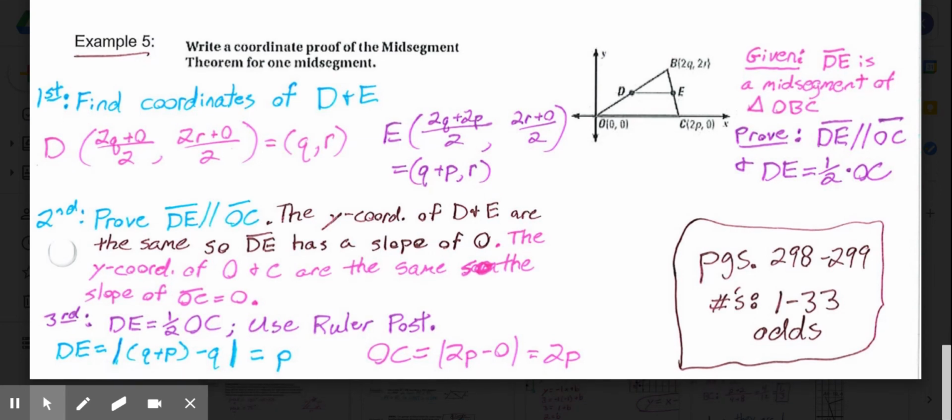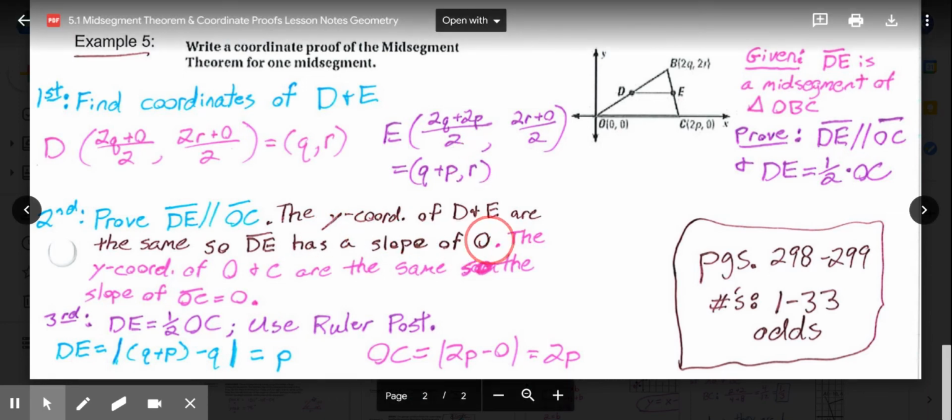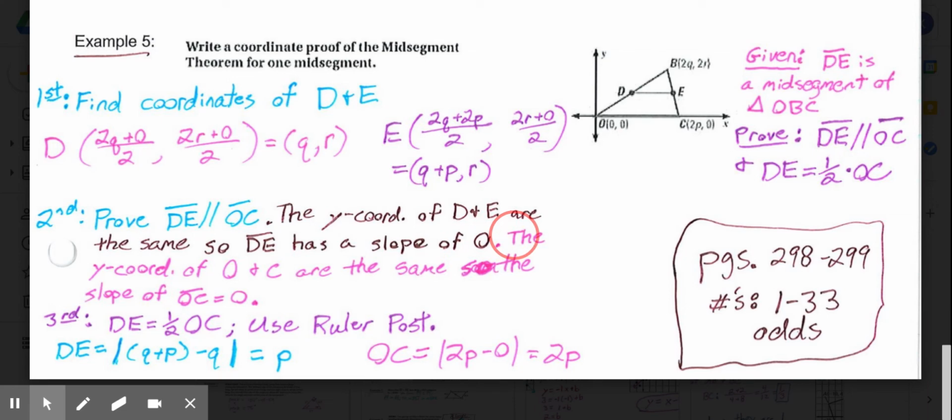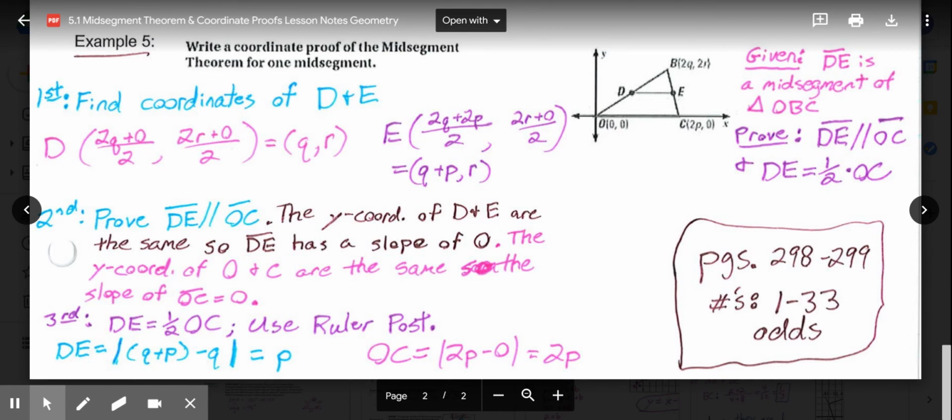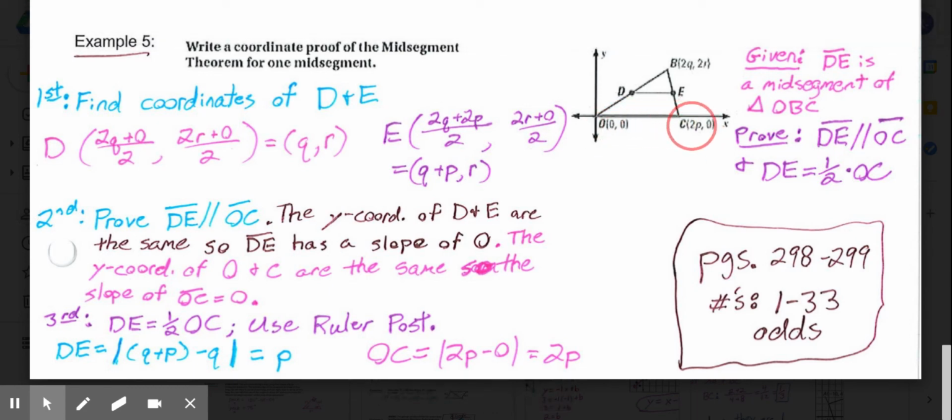Now we need to prove the two lines are parallel. So the y coordinates of D and E are the same, R and R. So that tells me the slope of side DE is 0, change in y over change in x. Then the y coordinates of O and C are both 0. So that tells me that the slope of OC is also 0. So line DE and line OC both have slopes of 0. That proves they are parallel. Same slope, meaning they're parallel.